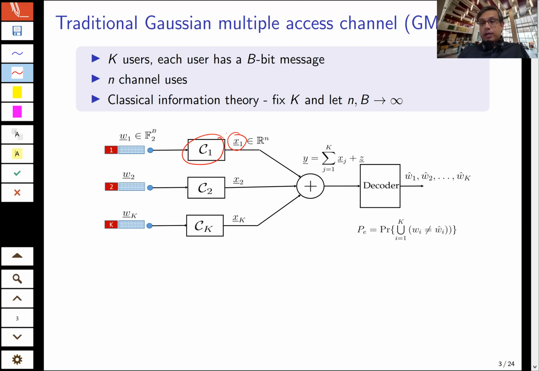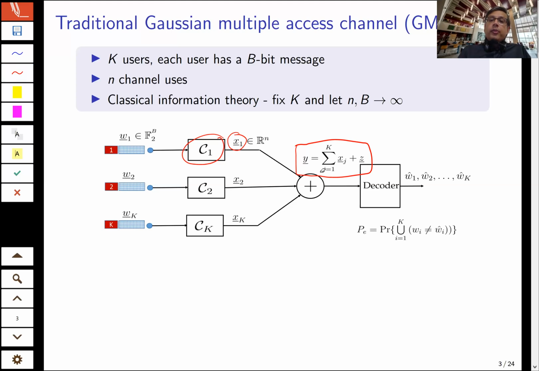And all the K users transmit their codewords. And what we observe at the receiver is the sum of all the transmitted codewords. And there is Gaussian noise on top of that. And then there is a decoder at the receiver that tries to decode each of the individual messages. And we get an estimate of each message given by W1 hat through WK hat. And what we would like to do is to make sure that all the messages are decoded correctly. And typically, a metric that's used to assess the performance of the system or the scheme is the probability that at least one message is wrong, which we would call the probability of error.